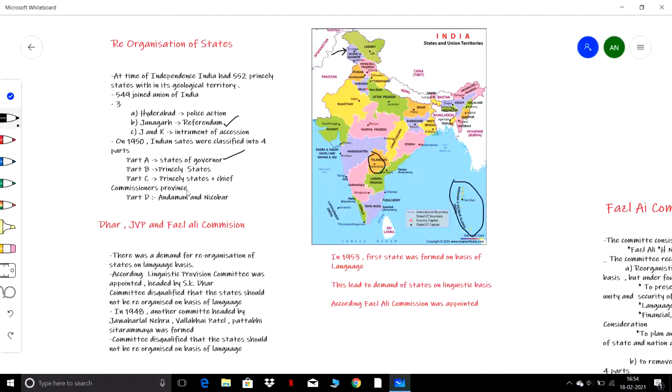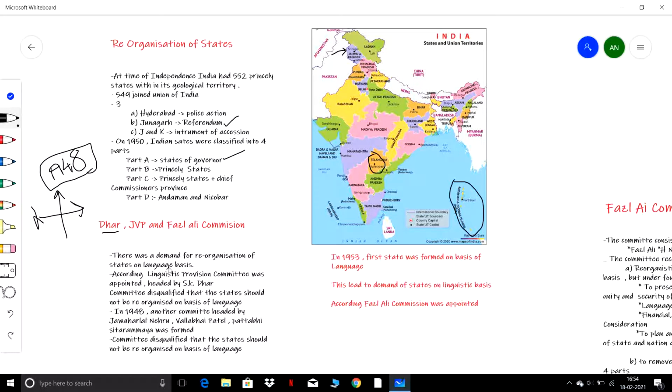Now, in 1948 there was a demand for further formation of states. Why? So that administration is easy. So various committees were formed to consider whether language should be a factor for reorganization of states. The first committee was the Dhar Commission, appointed in 1948. It submitted a report rejecting language as a factor for reorganization of states.